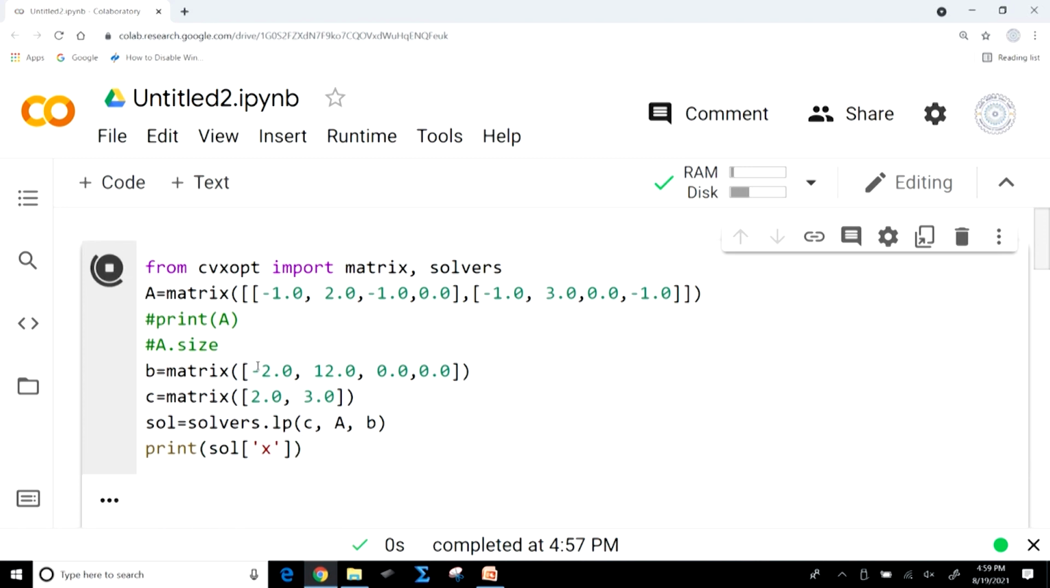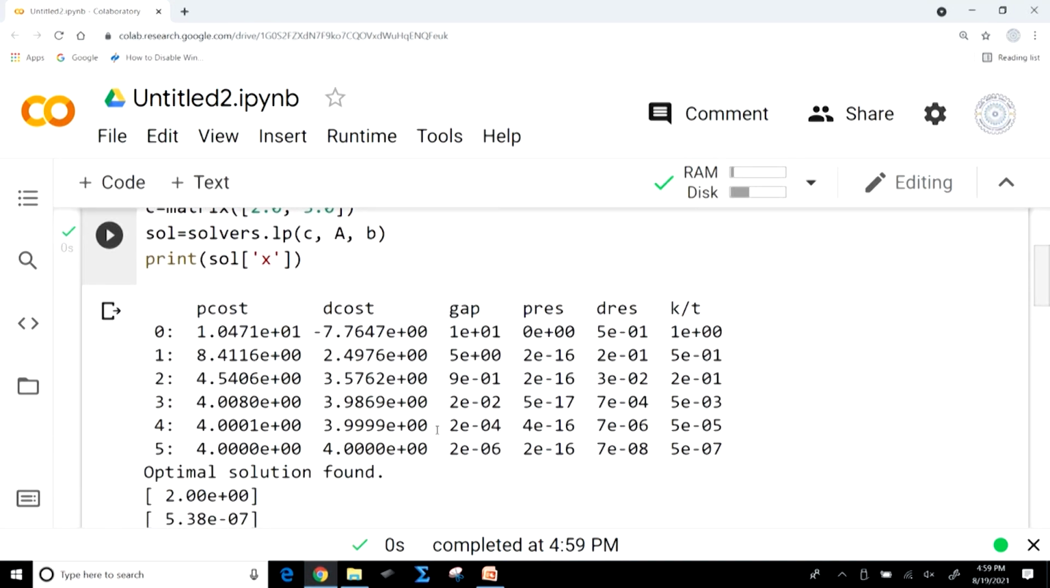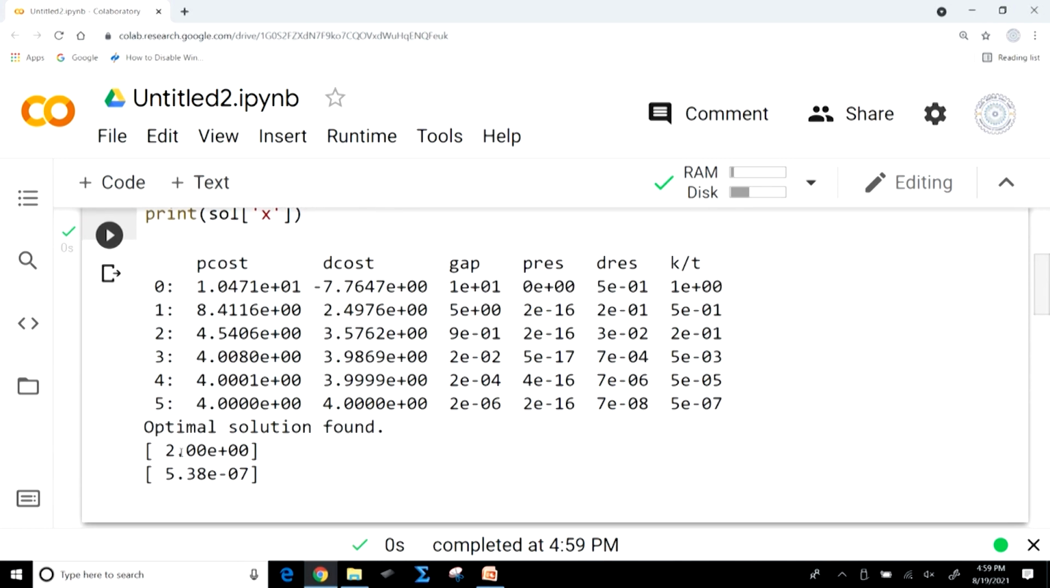So, what is the answer? Let us see. You can see that this cost is declining, and at the 5th iteration it goes to 4. The optimal solution which you have found is 2, and 5.38 times 10 raised to -7, which is nearly 0. So, 2 comma 0 is the optimal solution in this case, and the value of the objective function is 4.